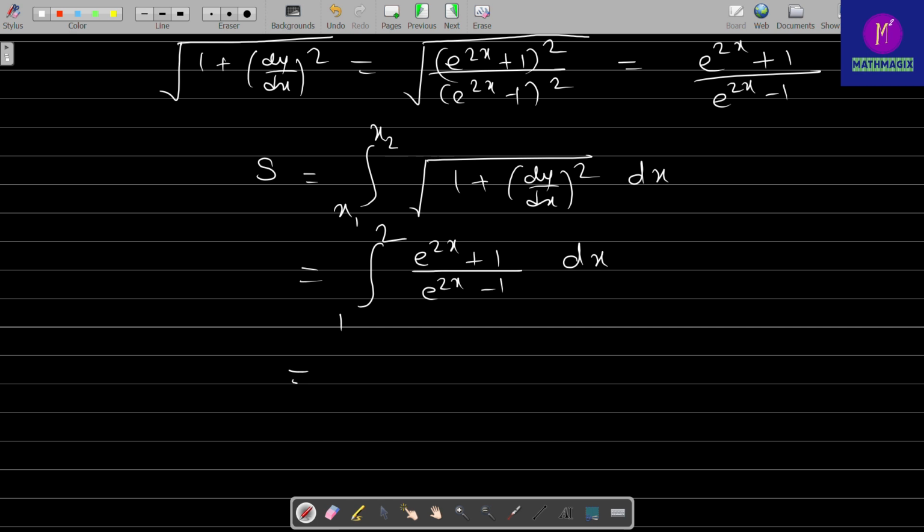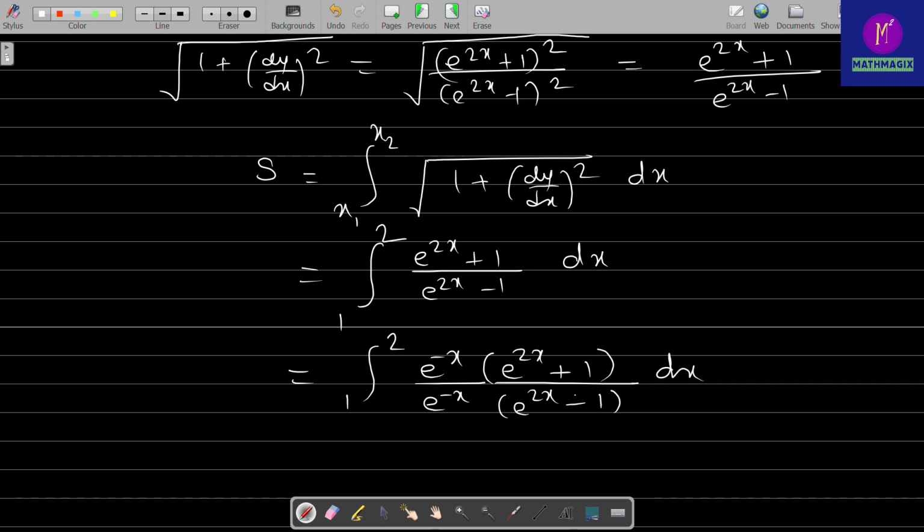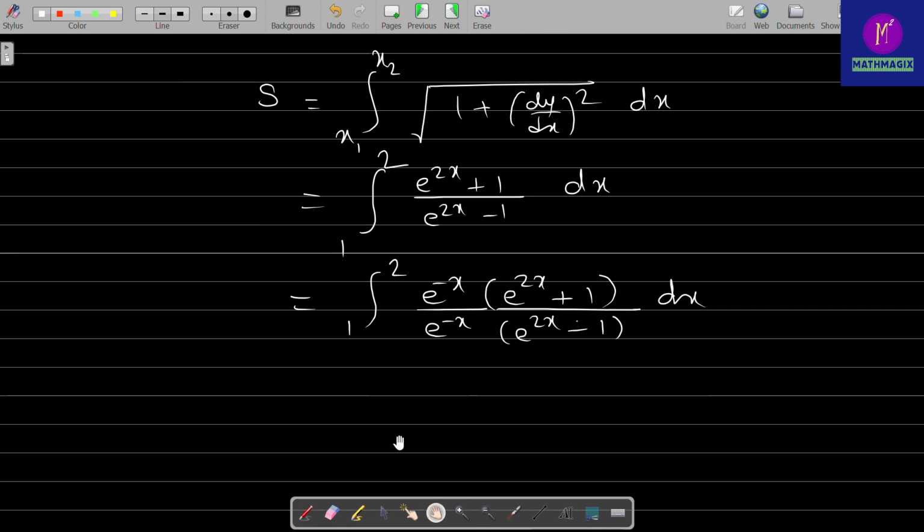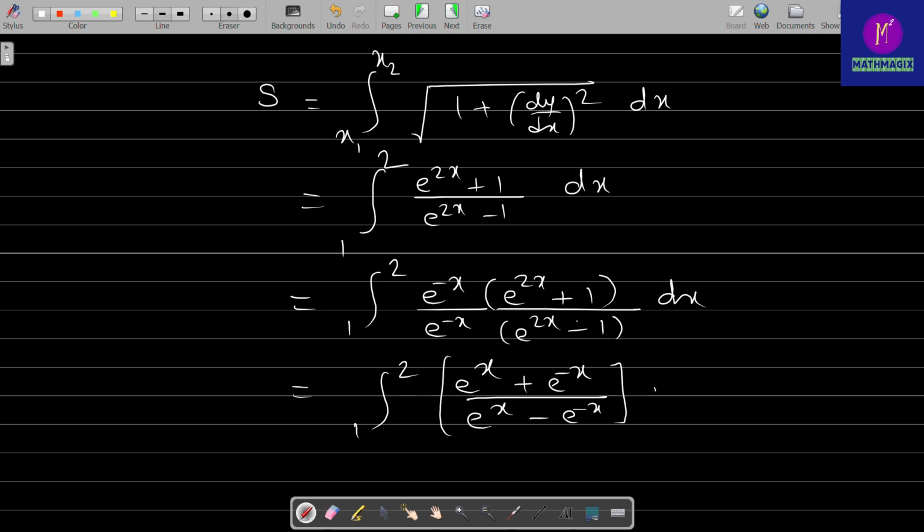It is easy to find out if we use a little trick here, and that is we can multiply and divide by e raised to minus x so that we will get a very nice result. Let us check that. This is the integral of 1 over e raised to 2x minus 1 dx. So let us multiply throughout by e raised to minus x in the numerator as well as in the denominator so that we will get the value as e raised to x plus e raised to minus x divided by e raised to x minus e raised to minus x, and we will have here dx.